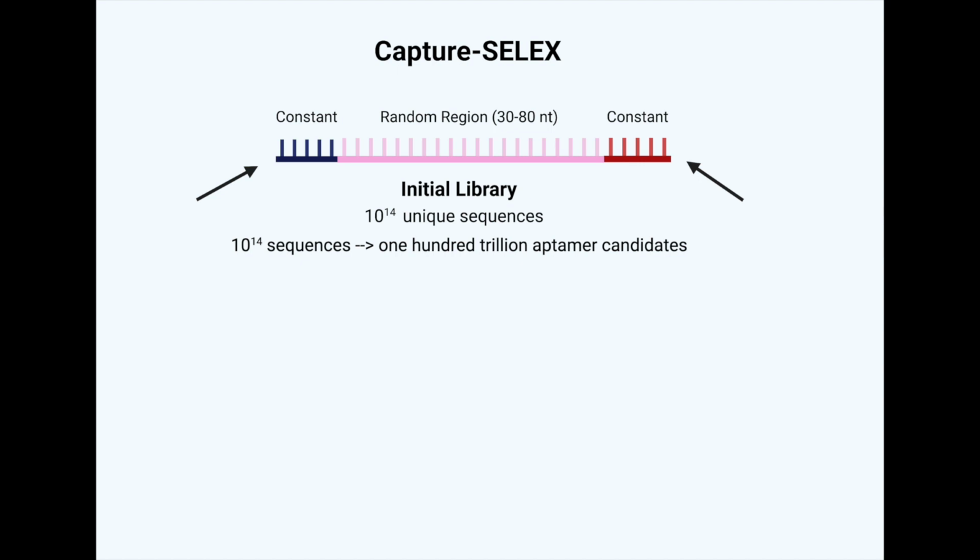These constant sequences are a really important tool because we know how the constant regions will behave. This will become more apparent as I explain the first part of SELEX, positive selection. This part is how we determine which of the potential aptamers actually have an affinity for our target molecule.